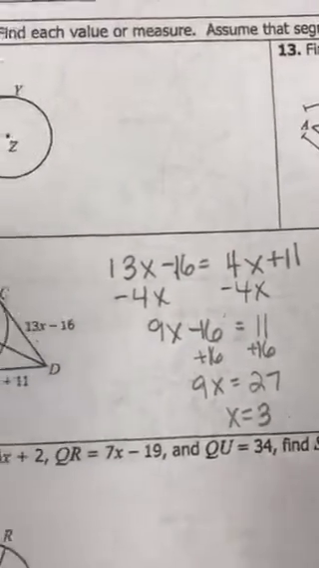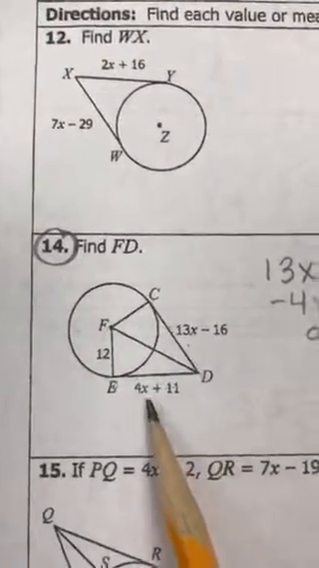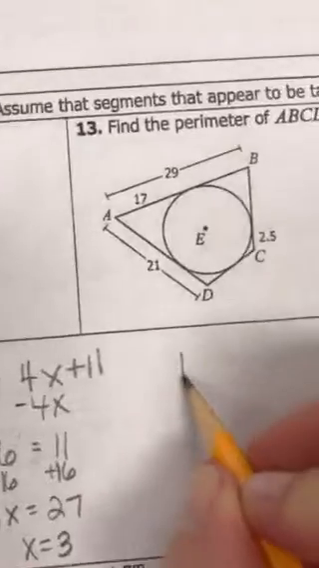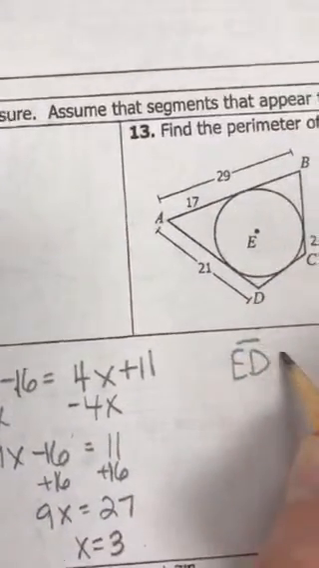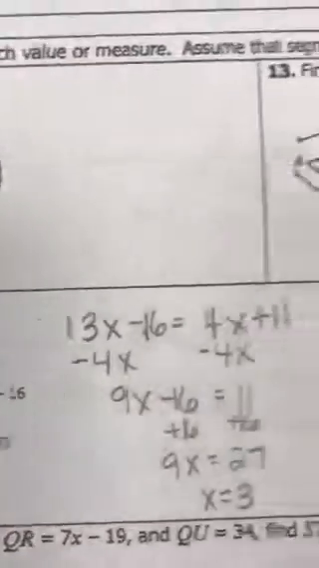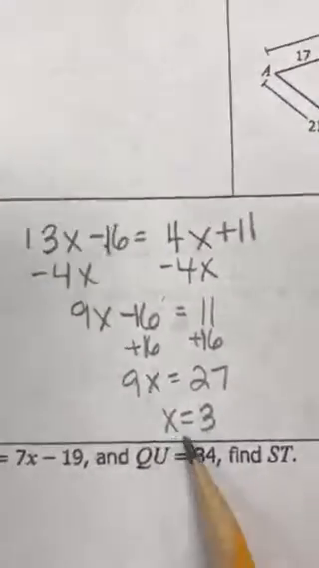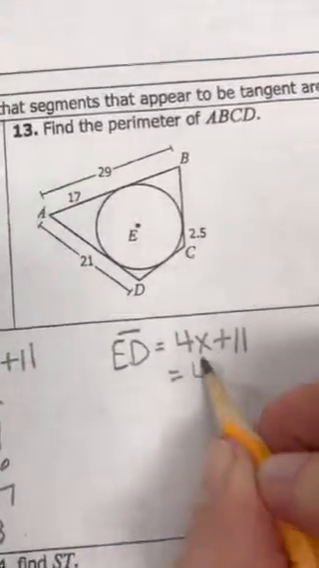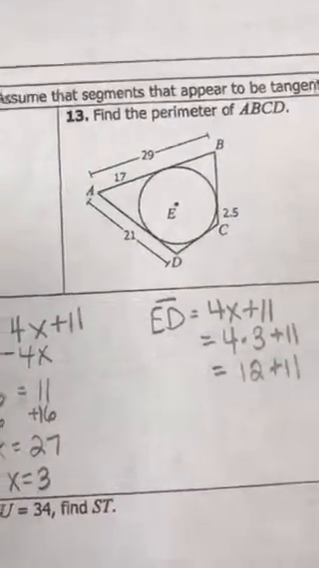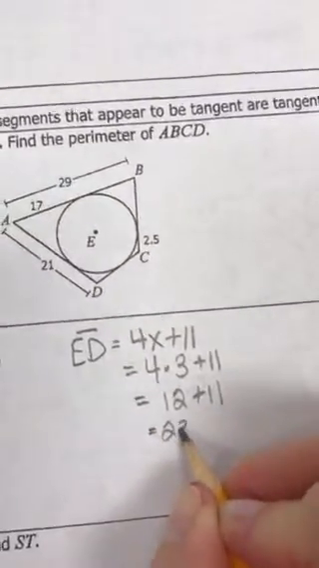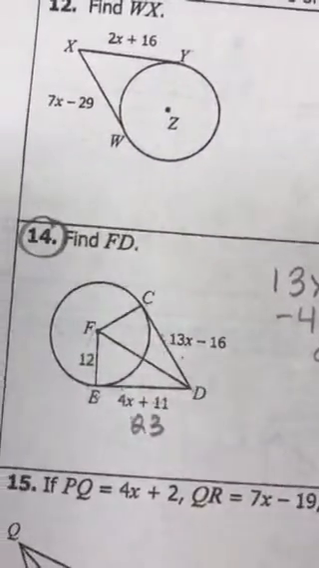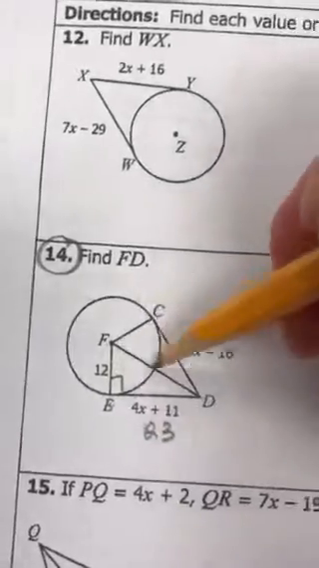All right, so now I know x is 3. I can plug that in right here to figure out what the length of ED is. So let's find ED. ED is 4x plus 11. So now I'm going to plug in what I got here. x is 3. So that equals 4 times 3 plus 11. So 12 plus 11 is 23. So now I know that this side of the triangle is 23. Here's my right angle. I want to find the hypotenuse now.